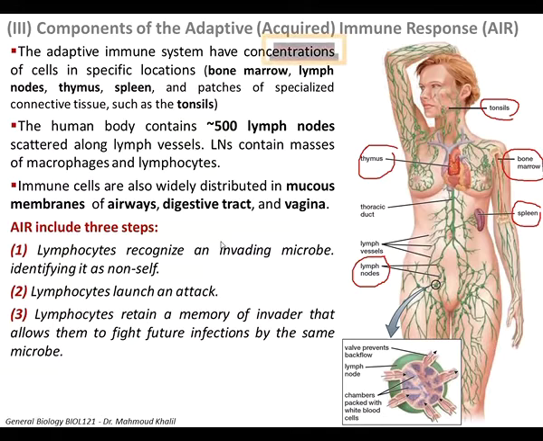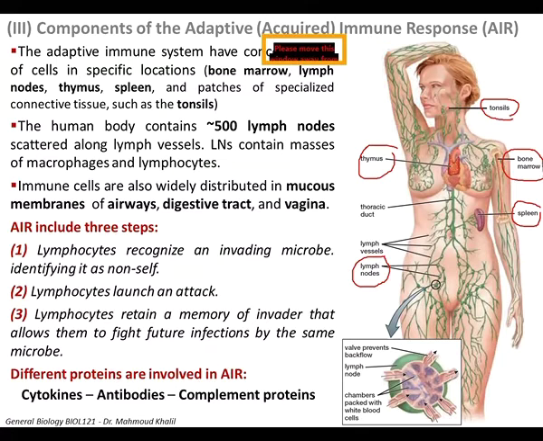The adaptive immune response does three steps. First, the lymphocytes recognize an invading microbe and identify it as non-self. Then the lymphocytes launch an attack. Then, and this is a peculiar characteristic of the adaptive immune response, the lymphocytes retain a memory of the invader that allows them to fight future infection from that microbe faster and more efficiently. So these are the three steps of the adaptive immune response.